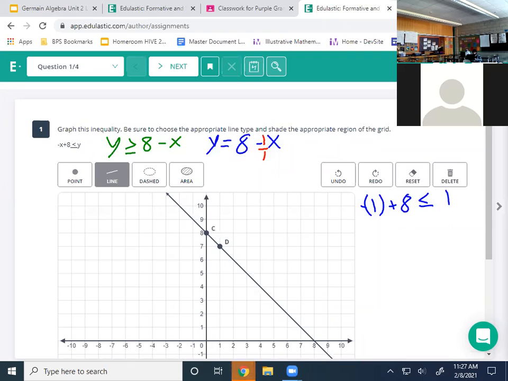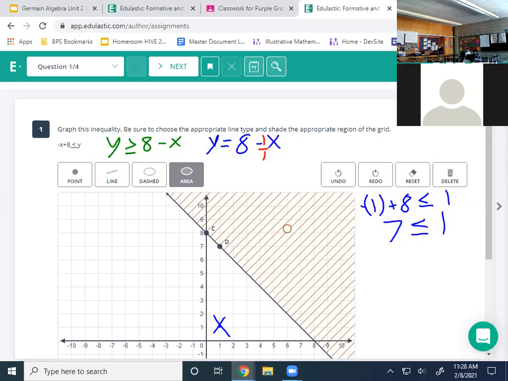Good. So we're going to say negative 1 plus 8 is like saying 7 is less than or equal to 1. Is that a true statement? So that means 1, 1 is not going to be a solution. So I'm going to shade where? Above the line, above and to the right. Very good. So I hit my area button and I click that area above.